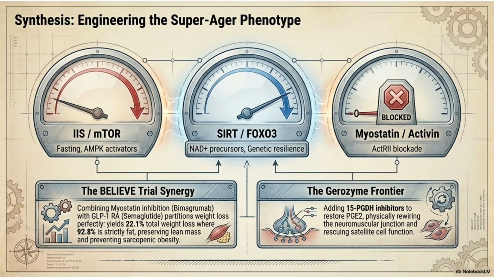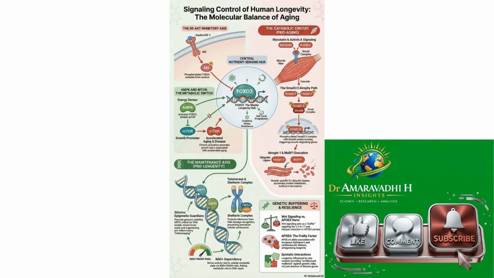The Geroszyme frontier involves using 15-PGDH inhibitors to restore muscle function and rescue satellite cells. The molecular architecture of longevity outlines the interplay of various signaling axes and genetic factors that determine lifespan and healthspan. Understanding and targeting these pathways is key to promoting healthy aging and achieving a SuperAger phenotype.